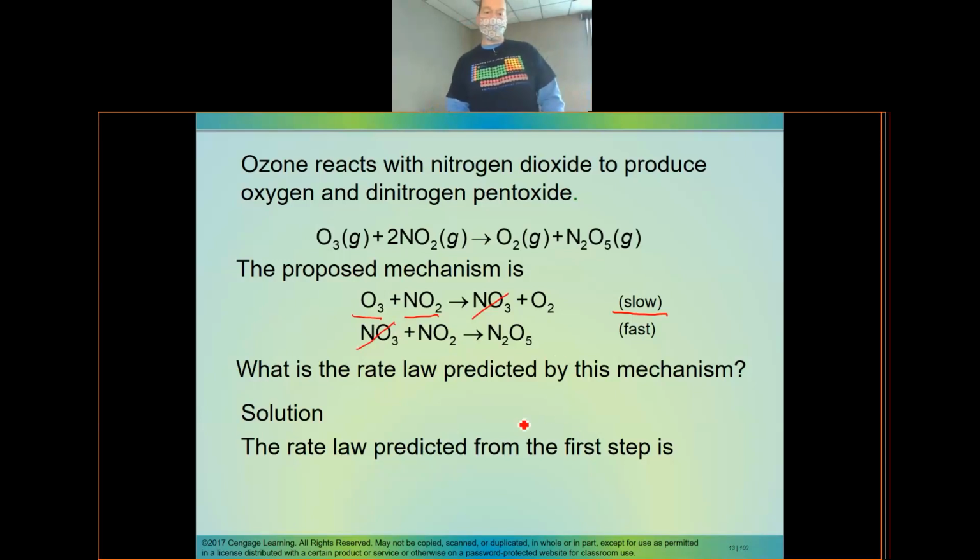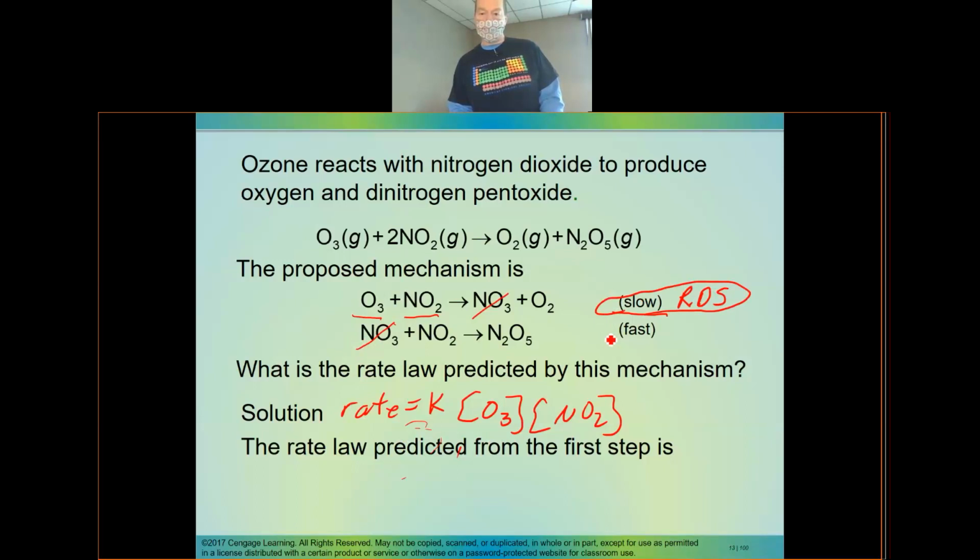Okay, so again, this is the same as the last example. The rate law is simply rate is equal to k, concentration of O3, concentration of NO2, because you get the rate from the rate determining step. So the slow step is the rate determining step. There is the rate law for the overall reaction. It does not include any reaction intermediates. You are done.